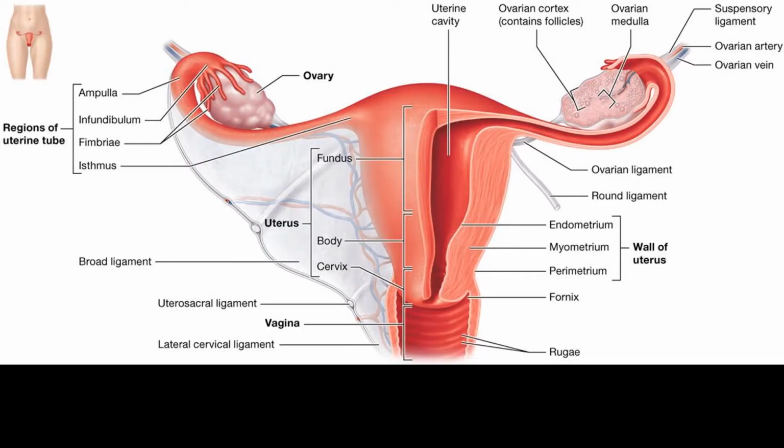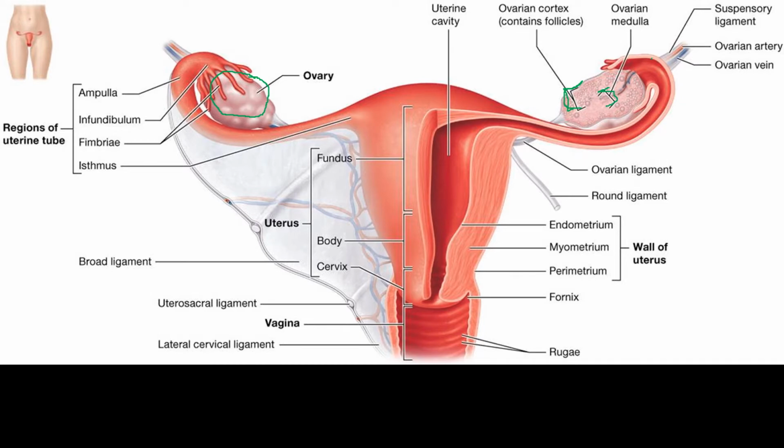So let's look at the things we just discussed. We've got the ovary here, and you can see it is sort of bumpy from the scar tissue of releasing ova over the years. And you do have the cortex, which is this outer layer, and then the inner medulla, which houses the arteries and veins.